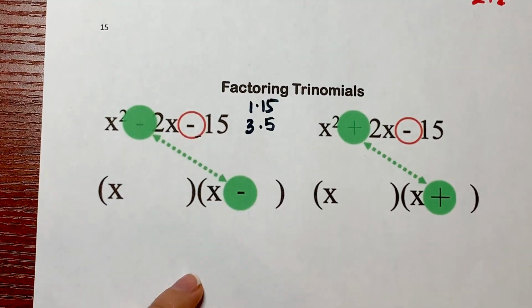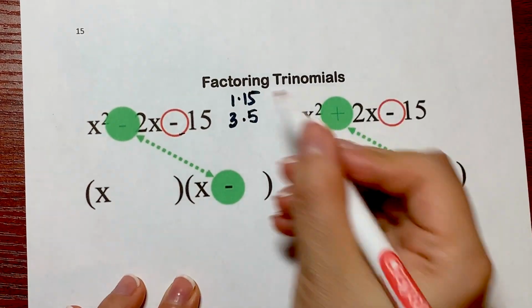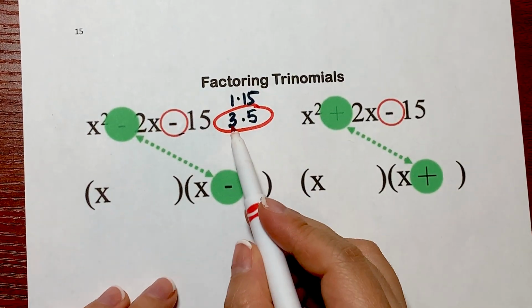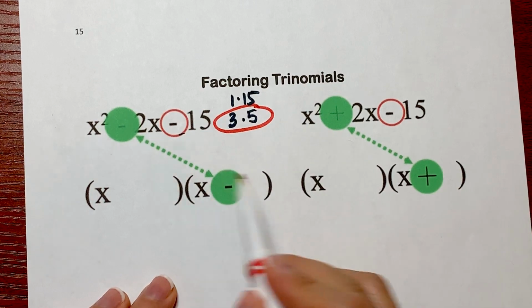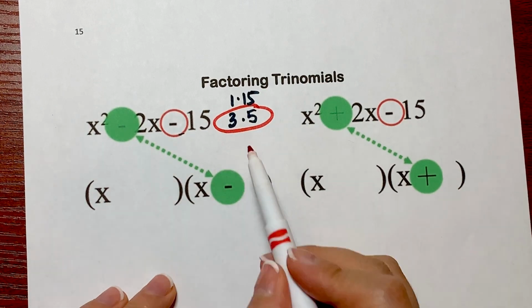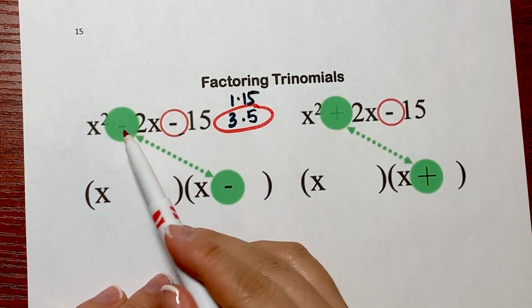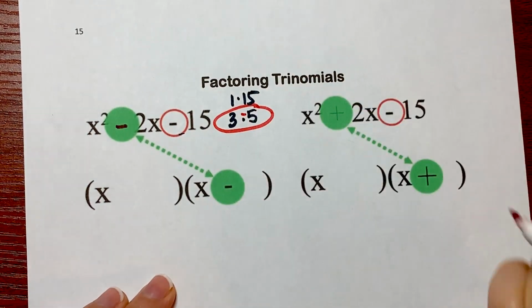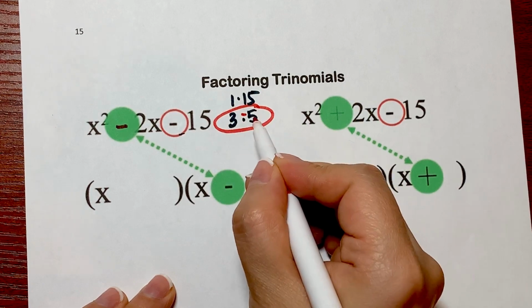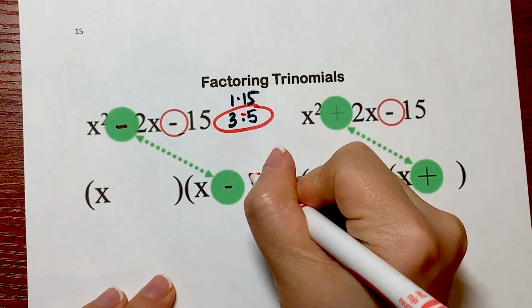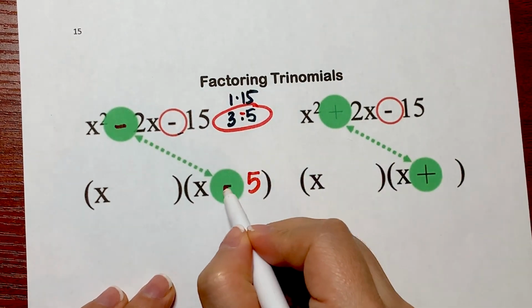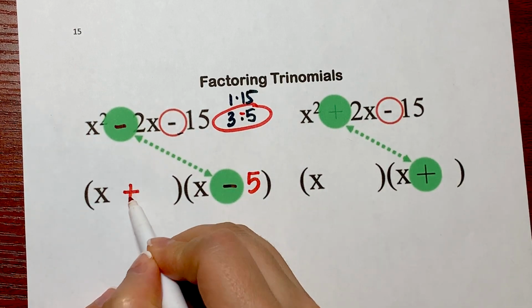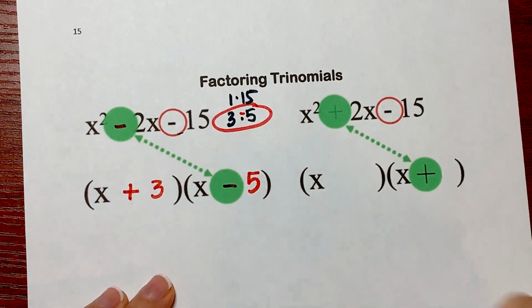I hope you say 3 and 5 because that is the correct answer. Yes, 3 and 5. So I'm gonna put 3 and 5 as the final answer right here, right? But because this is more negative, the 2 right here is negative 2, so I'm gonna give the negative to the larger value, right? So here is gonna be x minus 5, and here is gonna be plus 3.